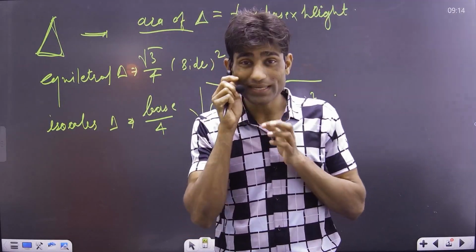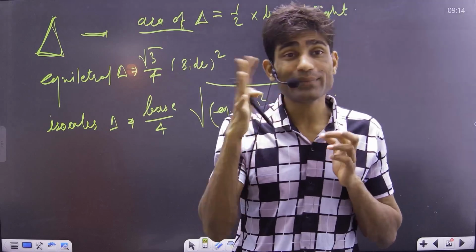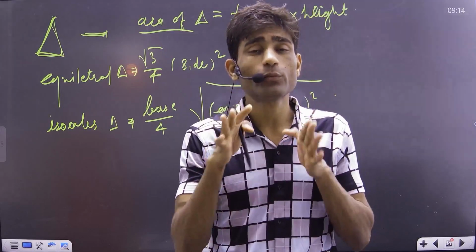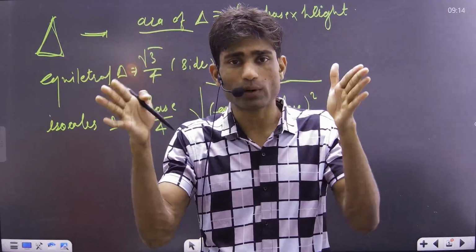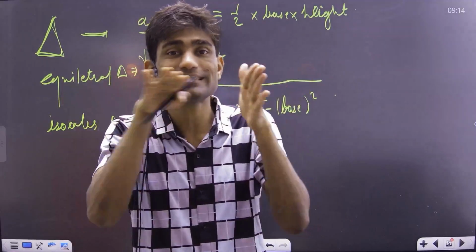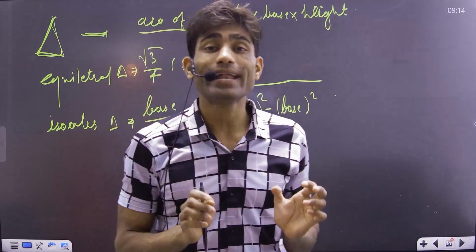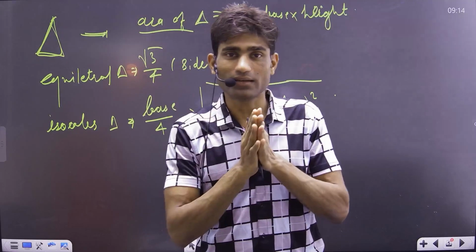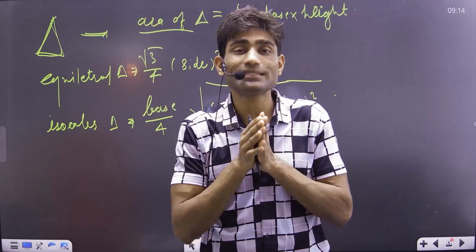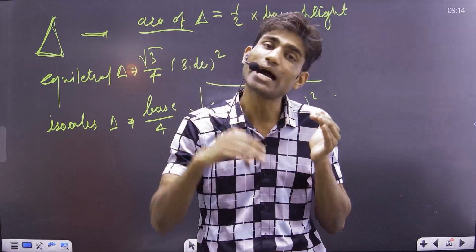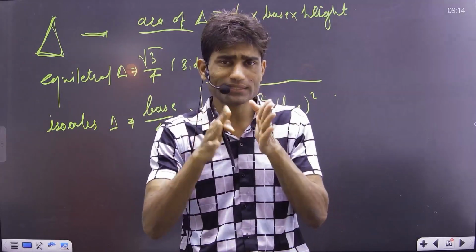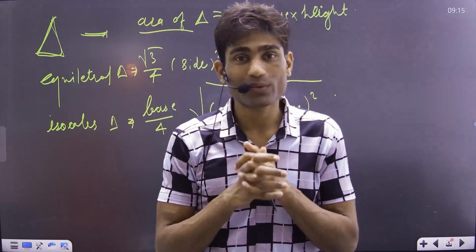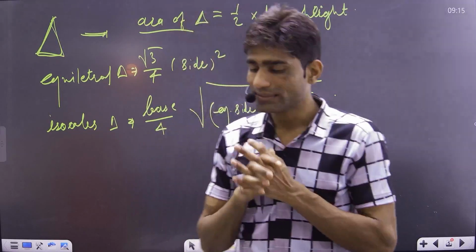Okay, the area of a semicircle means if we cut a circle into two equal parts, we get a semicircle. The area of a semicircle means half of the area of a circle, which is 1/2 of pi r square. This one is the area of a semicircle.